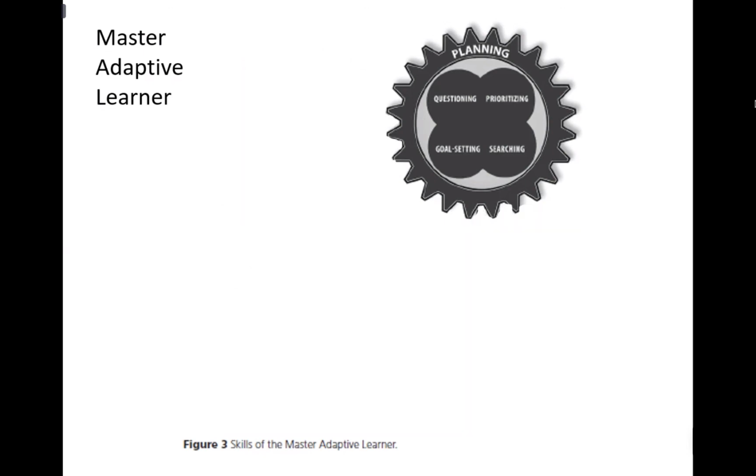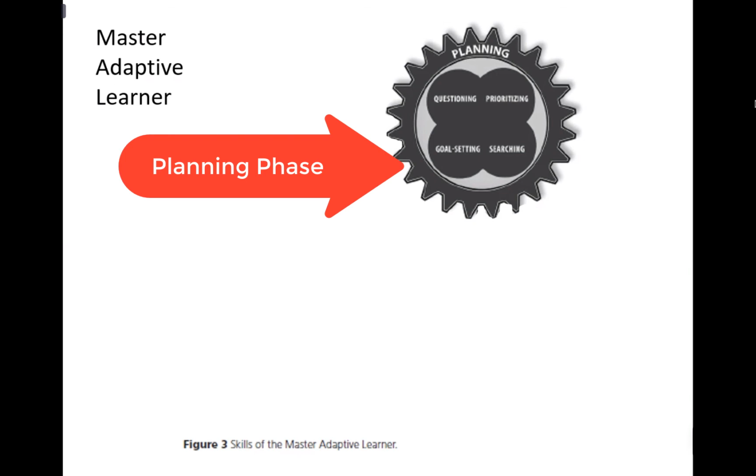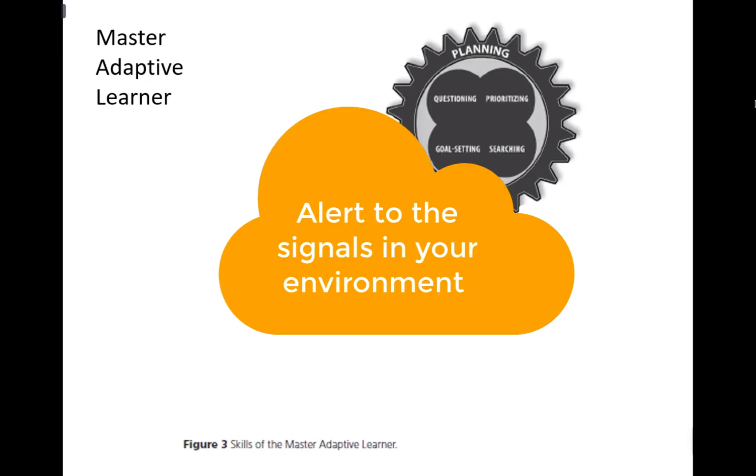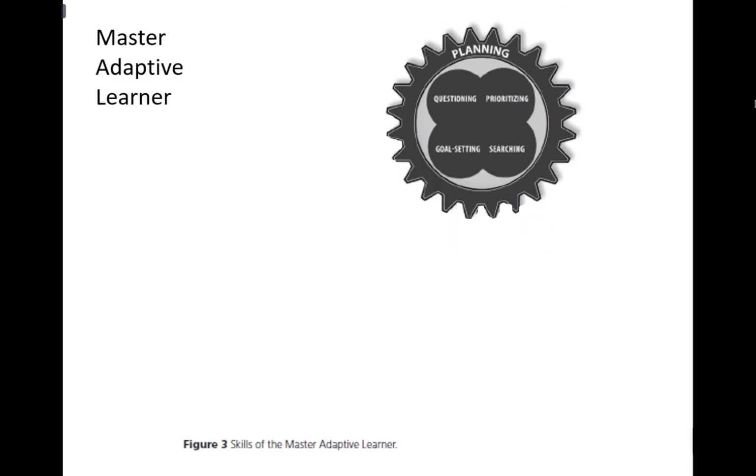I'm just going to touch briefly on the planning phase of the master adaptive learner cycle and then finish up. In the planning phase, that's how you enter the cycle. You need to recognize that you need to learn. So again, it's that far left side of the learning curve where things aren't clear and you have to organize yourself around the learning. There, what's important is having a questioning attitude, being alert to the signals in your environment that you could be learning, but also getting help perhaps in prioritizing what to learn.